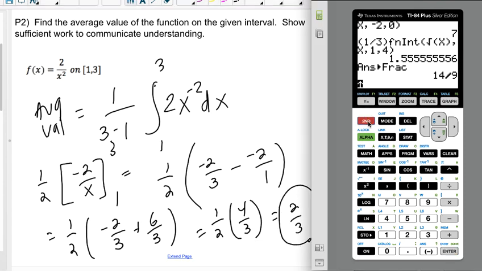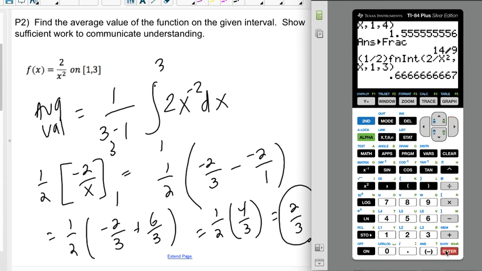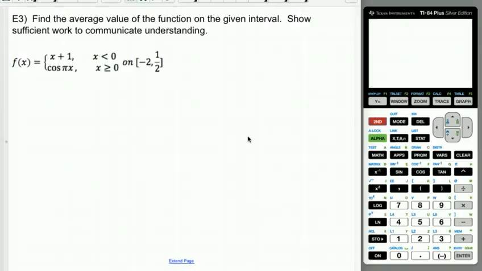So if we go over here, we do second, enter. Oh, twice, because I need to get up there. Yep. It was a 2 in front, right? 1/2. And then this was a 2. And then it's up to you. You could either do it as a 2 divided by x squared, which is fine, or you could do it as a 2x to the negative 2. It doesn't matter which one you pick. And we're going from 1 to 3. And there you have it. That's my 2/3.